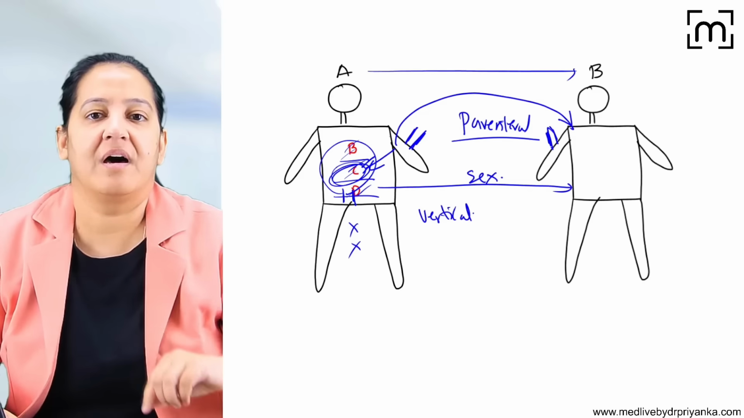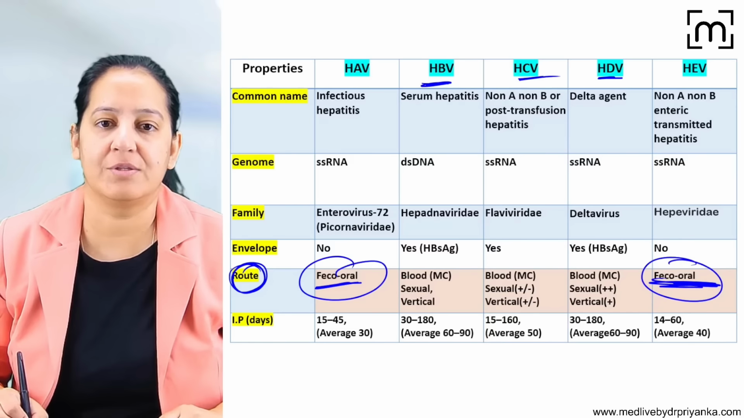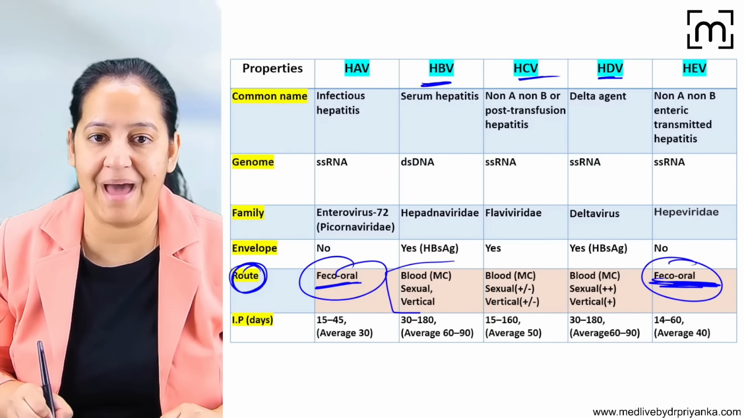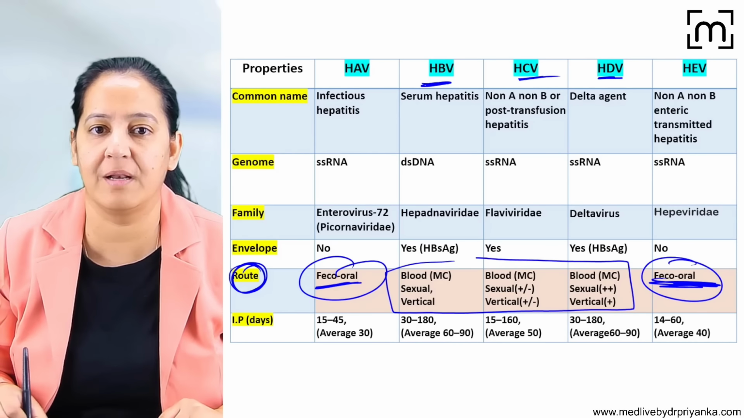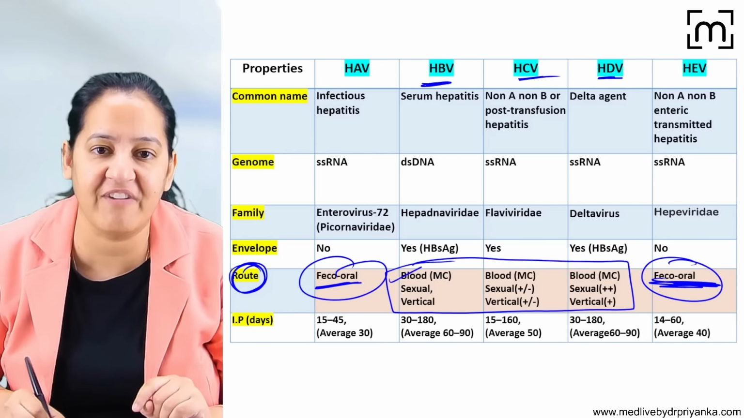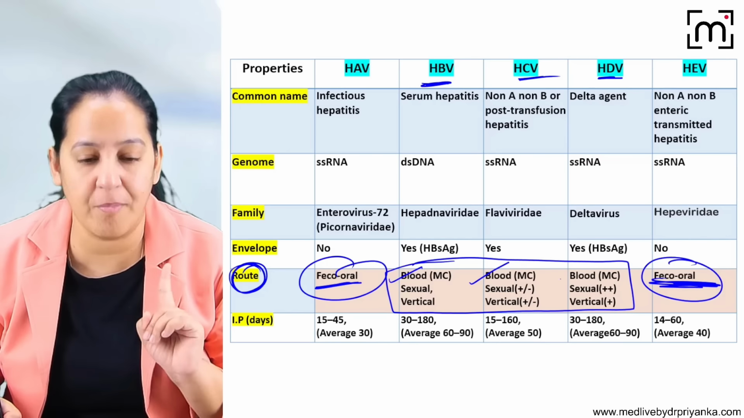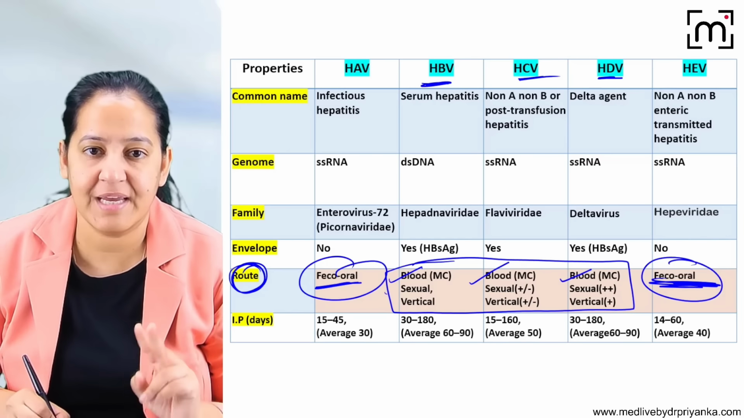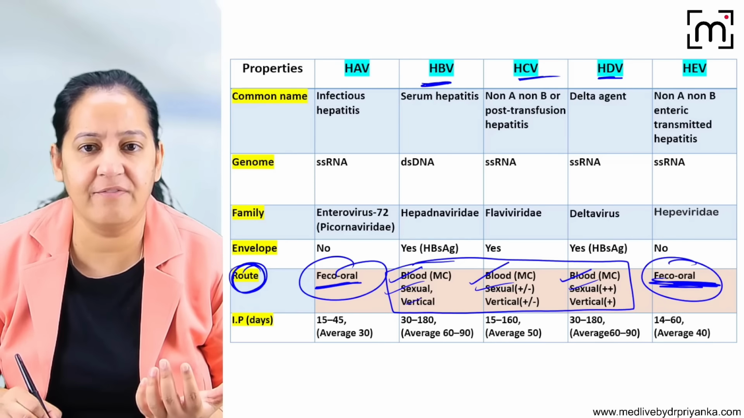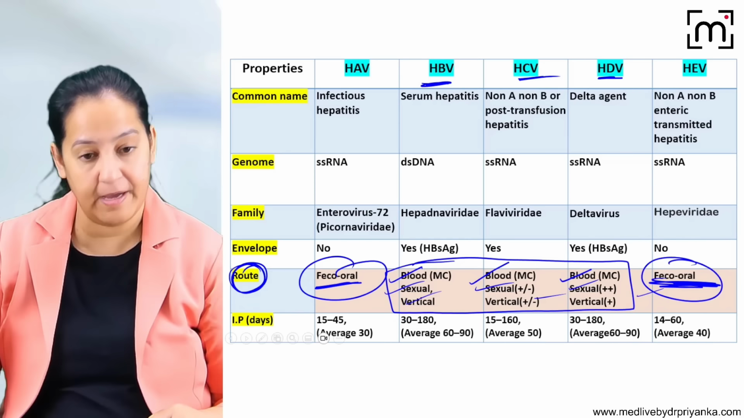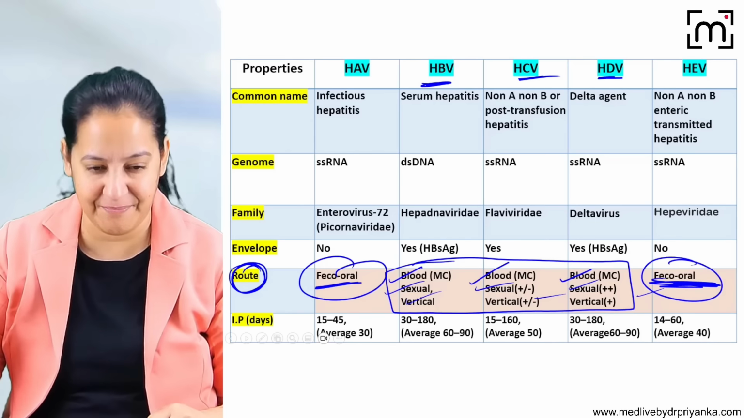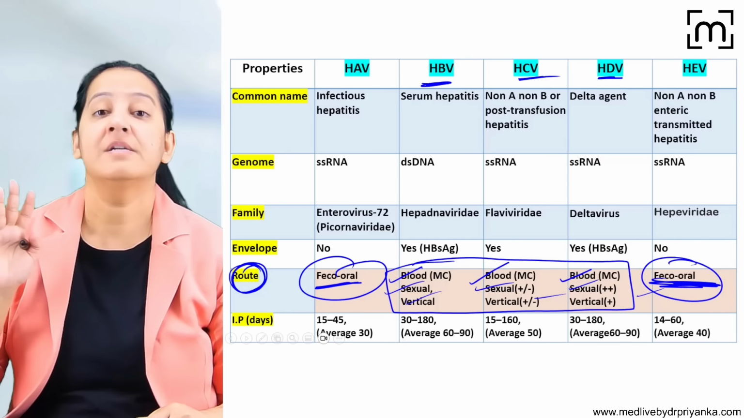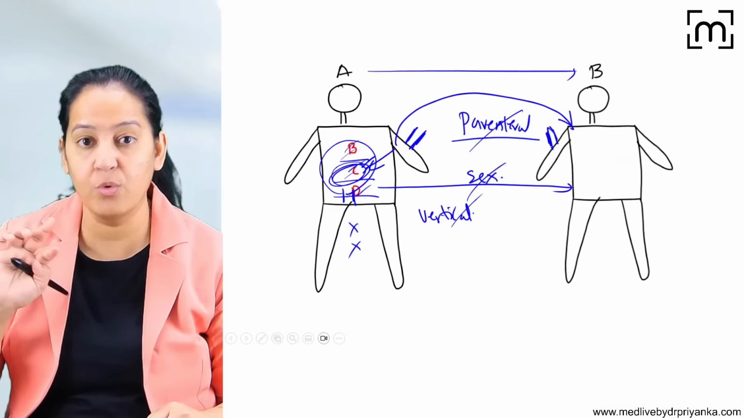So the three routes are parenteral, sexual, and vertical. You can see the three routes are in front of you. Parenteral is most common. By parenteral, I mean via blood: the common needle, common syringe, and the blood and blood products. The second is the sexual, which is very rare, and then vertical, from the pregnant lady to the fetus via placenta. So those are the routes of transmission.